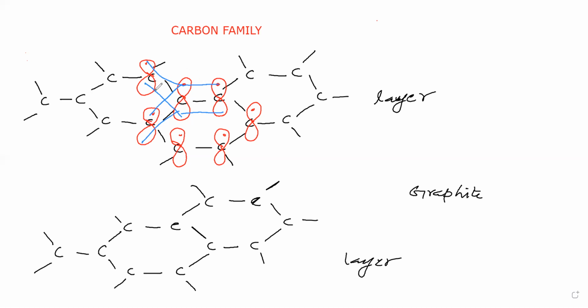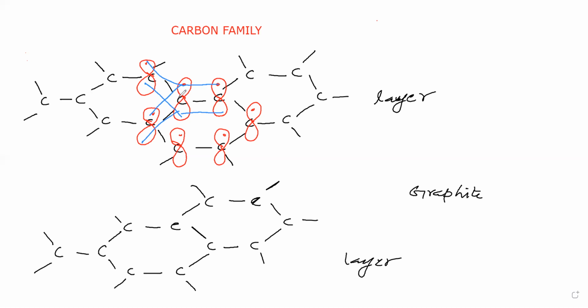Therefore, this pi electron cloud is not localized. This pi electron cloud is delocalized, we can say. This is not a complete one pi bond because it is not only overlapping with this p orbital. This is overlapping with this p orbital, this second p orbital, this third p orbital. It is overlapping with the 3 p orbitals.